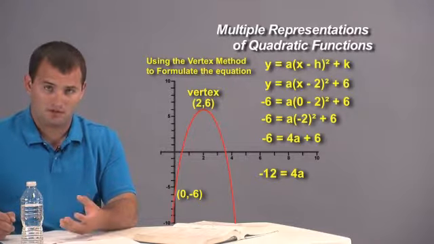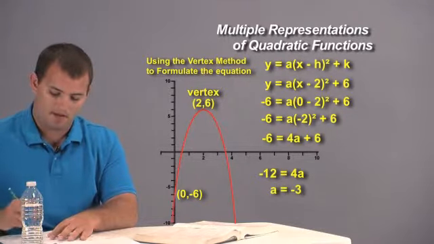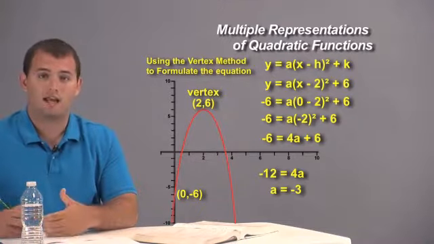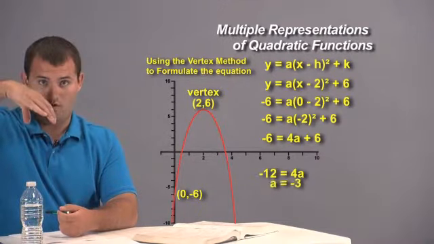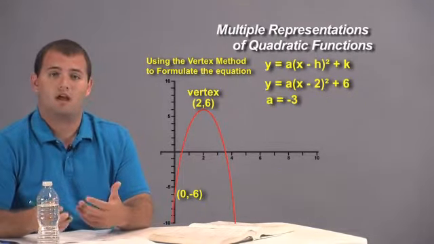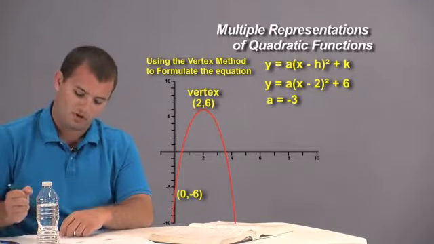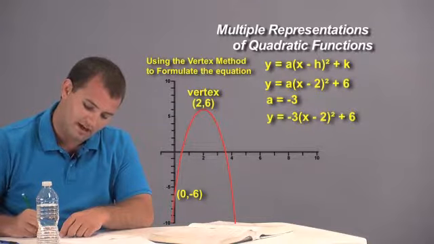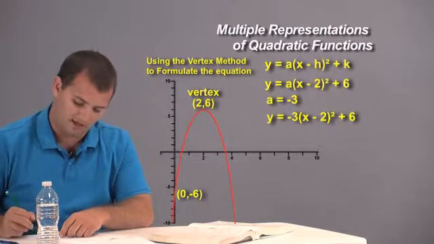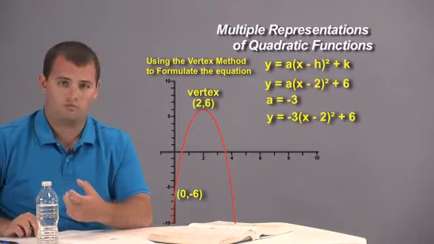I'm going to divide both sides by 4 to isolate a, and I have that a is equal to negative 3. And it should be negative because the parabola opens down. Now that we have a, let's input this into our equation and get it into our general form. So we have that y is equal to negative 3 times the quantity x minus 2 squared plus 6. I'm going to FOIL the square.